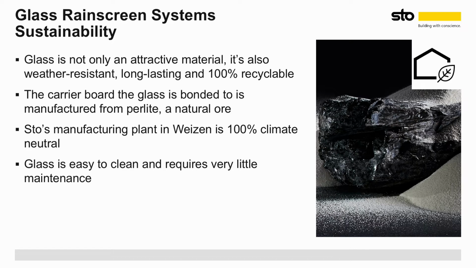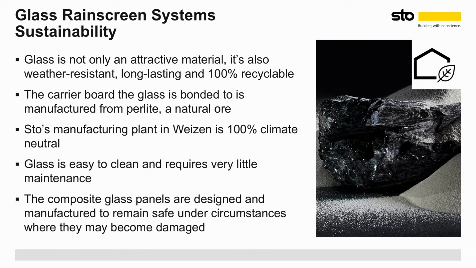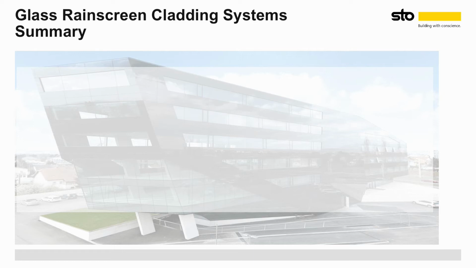The composite glass panels are designed and manufactured to remain safe under circumstances where they may become damaged. Any damage results in the glass face of the panel shattering. The small glass fragments will remain bonded to the backing board, avoiding risk from flying debris. Due to the intrinsic nature of a damaged panel, it can remain in place until a replacement panel is ready for installation. Glass Rainscreen systems are simple and fast to install when using brackets and profiles, even when levelling undulations in the substrate.